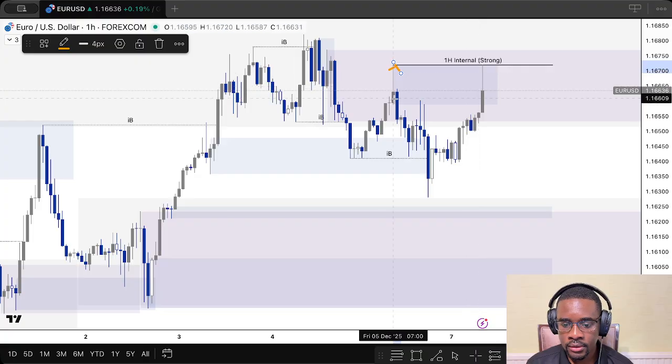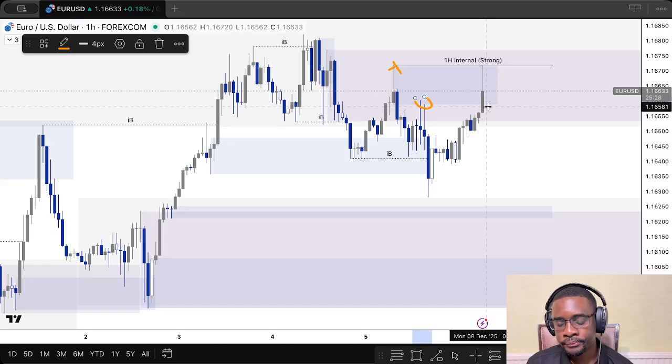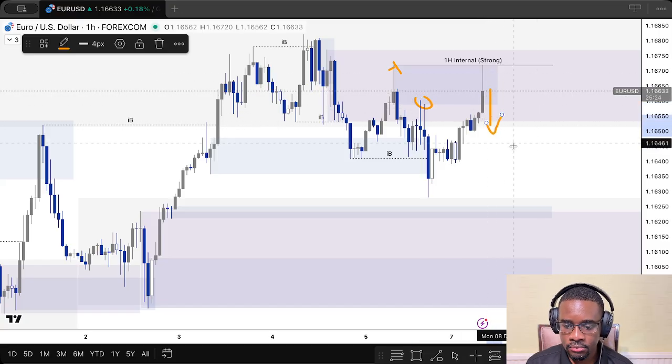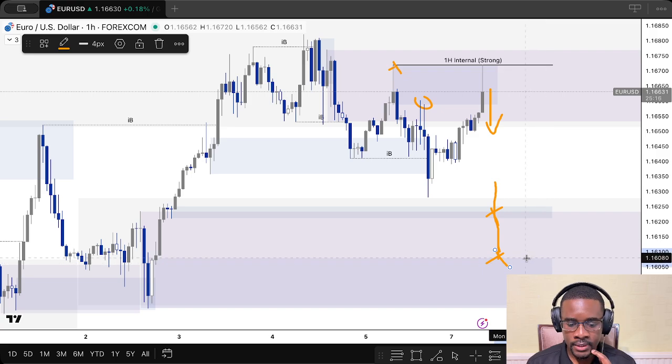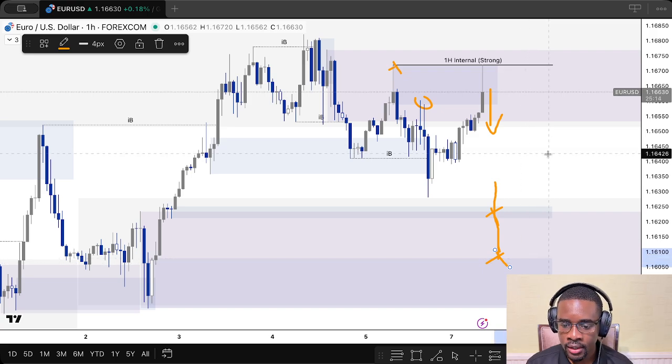The supply, though it has been mitigated once, and we've had a deeper mitigation. Price could then tank from here to go down and at least mitigate any of those areas.